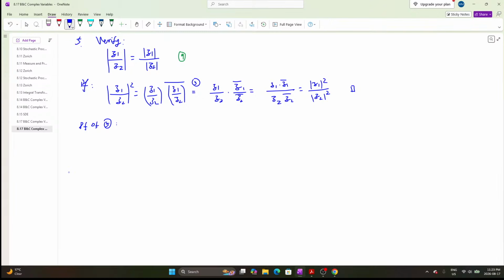So anyway, what do we want here? We need to show that the conjugate of z1 over z2 is z1 bar over z2 bar. So how do we do that? Well, first of all, let's do some scratch work.